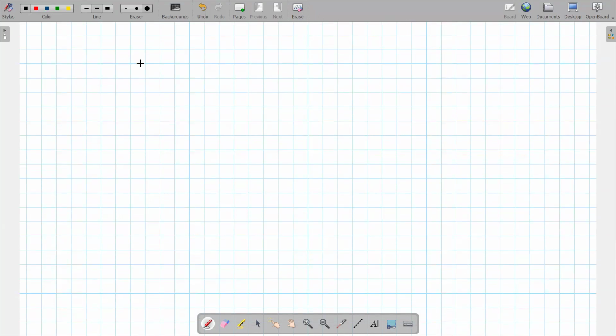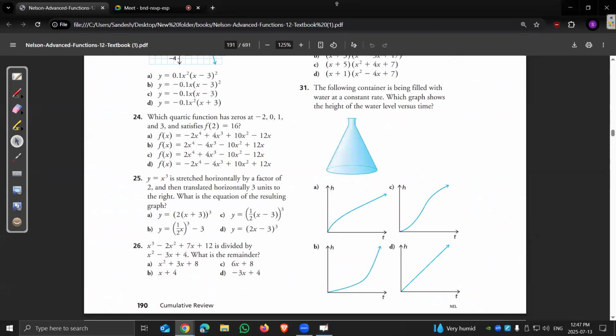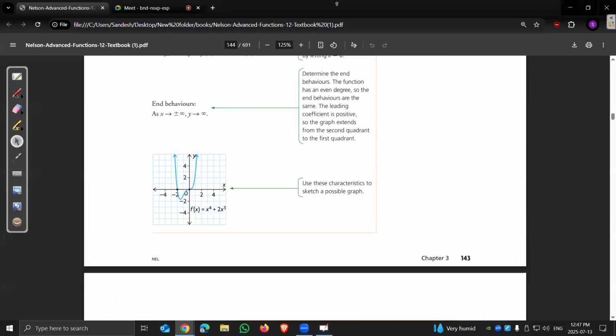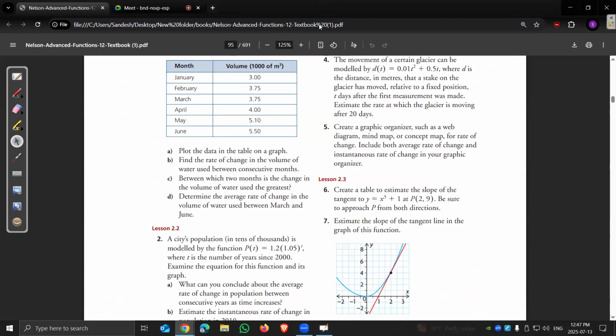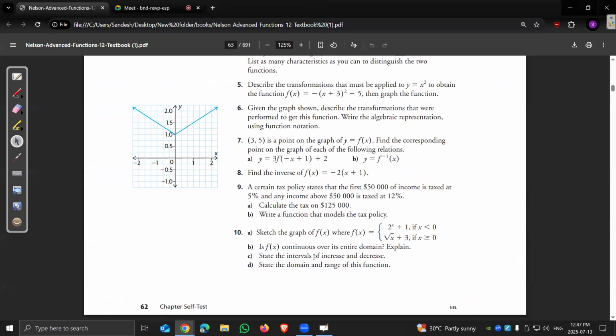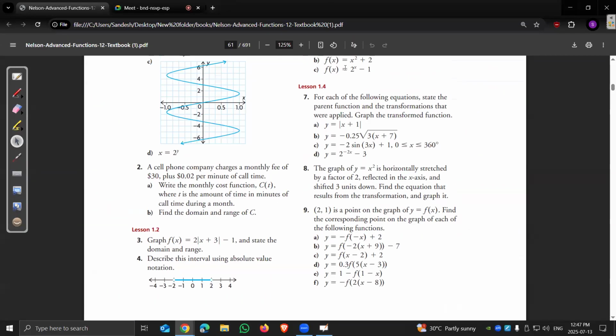Okay, how do we transform? Let me find a question here. I want to do some radical transformations. I know the answer is somewhere here. Radicals, radicals, radicals.